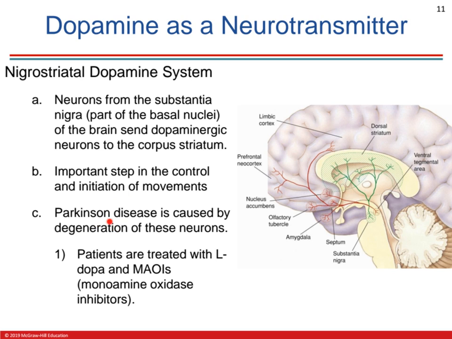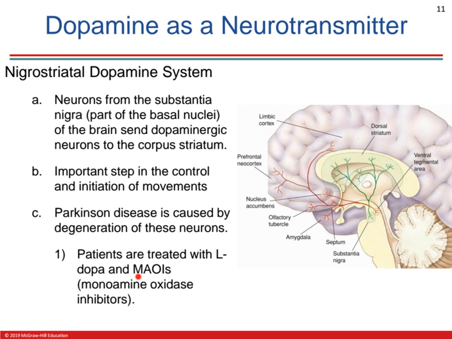So in Parkinson's disease, there's a degeneration of these neurons, of the nigrostriatal dopamine system. So to treat them, there's a couple ways you can treat them. One is to give them L-DOPA. L-DOPA is a precursor of dopamine. So even though they have fewer neurons, they're able to generate more dopamine neurotransmitter, which is released.